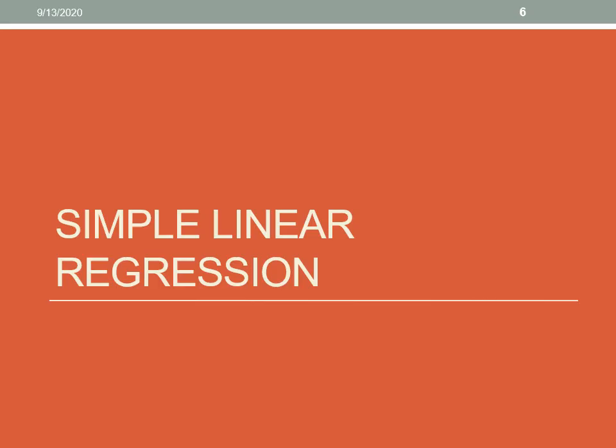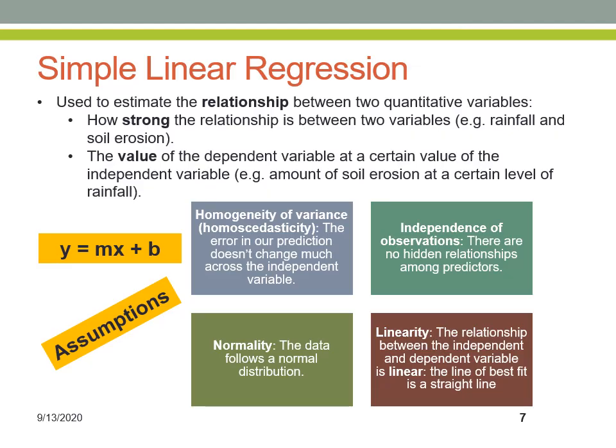So let's look at simple linear regression now. We use simple linear regression to describe the strength of the relationship between two variables. We can also use it in order to predict the value of the dependent variable at a certain value of the independent variable sometime in the future.